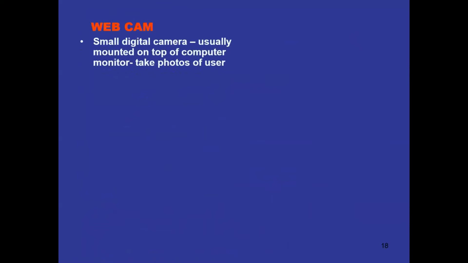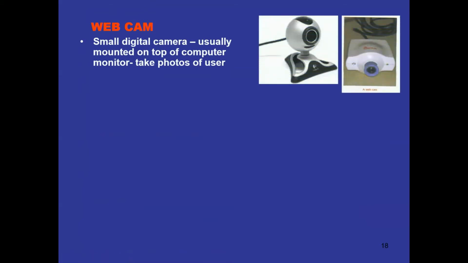So, the webcam is the next input device. It is a small digital camera, usually mounted on top of your computer monitor. With laptops, it's integrated into the screen and it takes photos of the user. Portable ones that we use on desktop computers look like this. Webcams are also used for video conferencing. What is video conferencing? We can relate a real life example such as a WhatsApp video call, where you can see and hear the other person in real time, as a type of video conferencing.